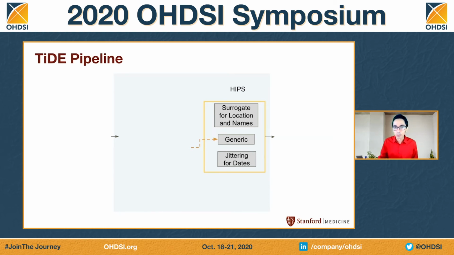Then we use generic replacements. For example, if we find an email, we replace it with example at example.com. And we use a process called jitter by date. We shift those dates by a fixed amount so we can preserve the patient timeline without revealing the actual date for the patient. This is specifically targeted for internal Stanford use. Then we reconstruct the note table, and we have a fully de-identified note table that actually looks like the real deal.